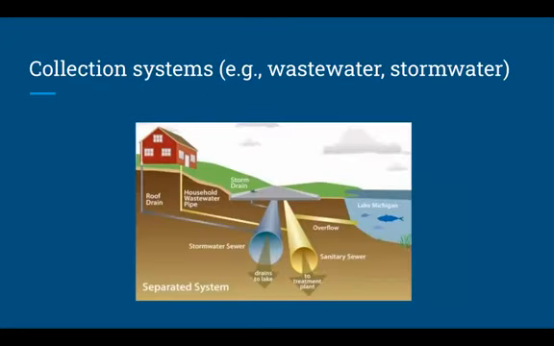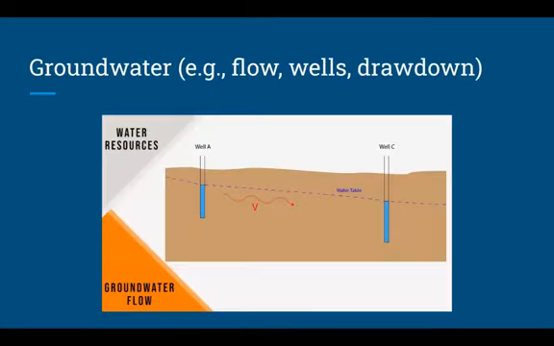Next, we have collection systems. This involves both wastewater and stormwater, and that's just collecting this water and getting it from point A to point B. Next, we have groundwater. This includes underwater ground flow, as well as wells and drawdown.